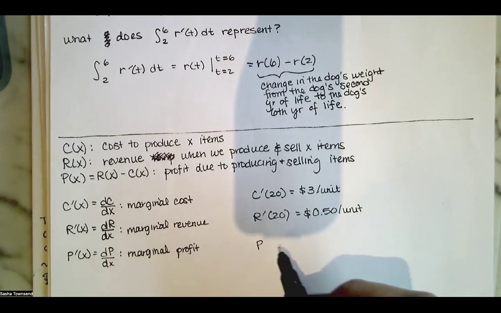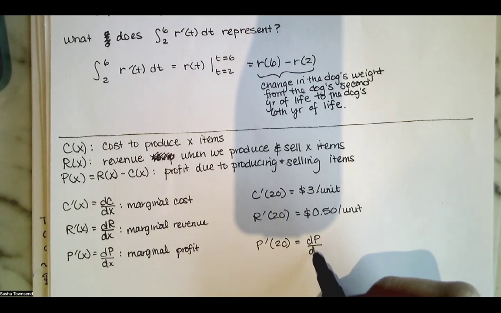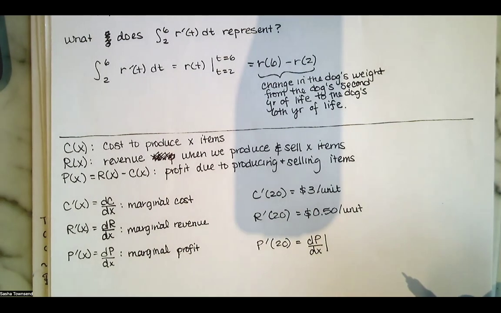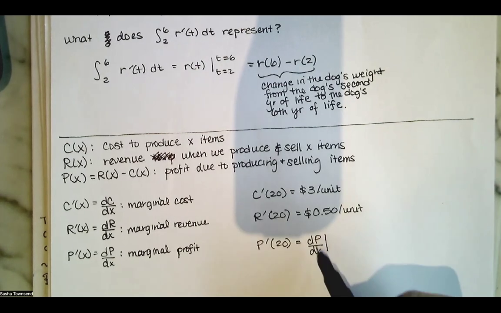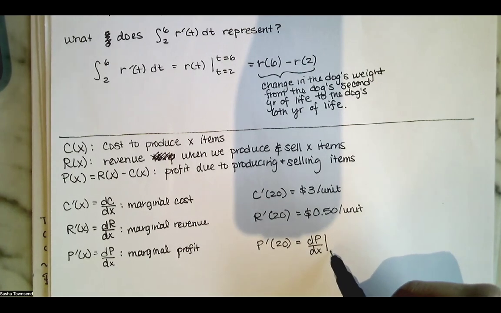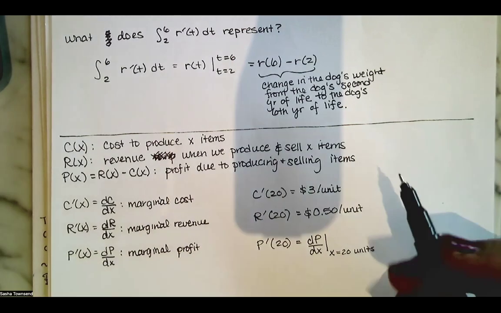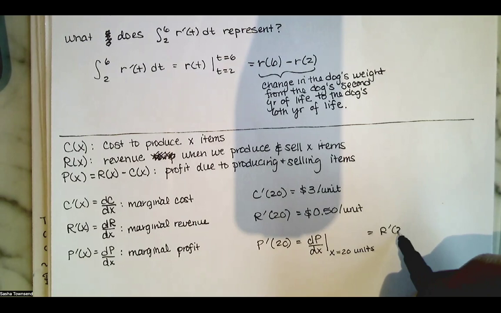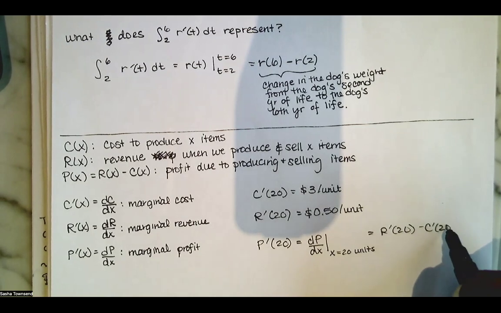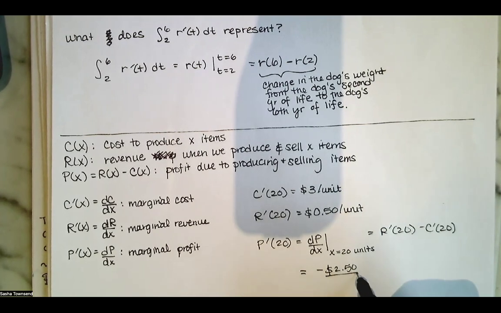And marginal profit might be some value as well. So this is the change in profit as the number of units increases by 1 at X equals 20 units. And since profit is revenue minus cost, this is R prime of 20 minus C prime of 20. So we might have 50 cents minus $3 or negative $2.50 per unit.